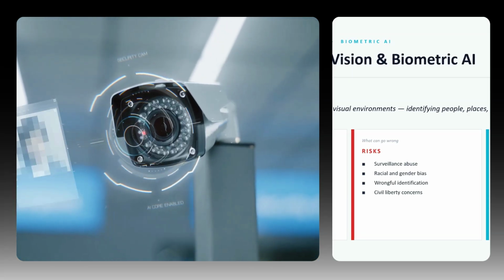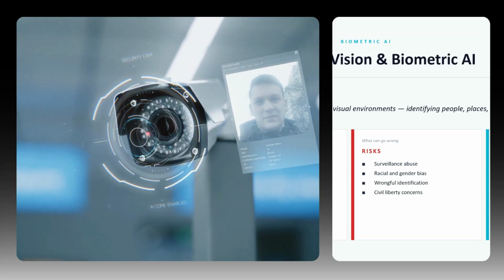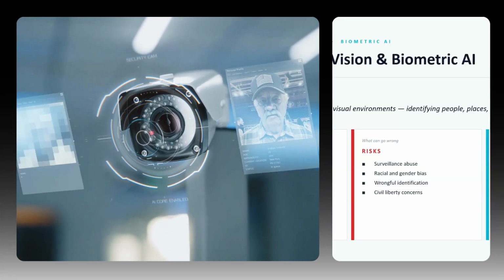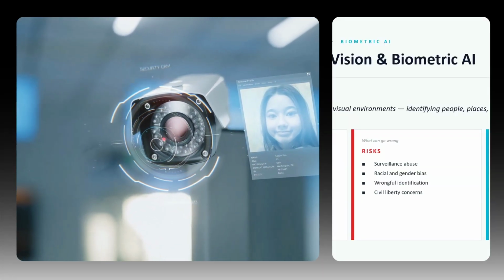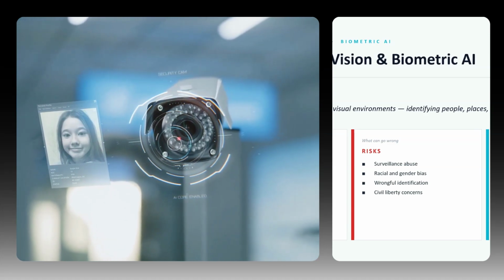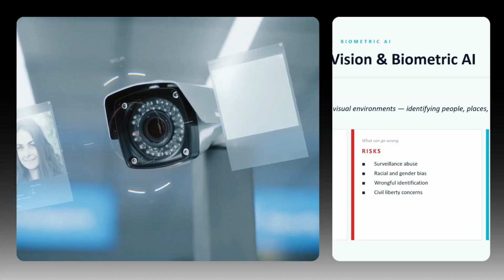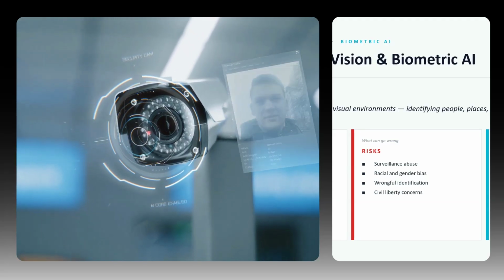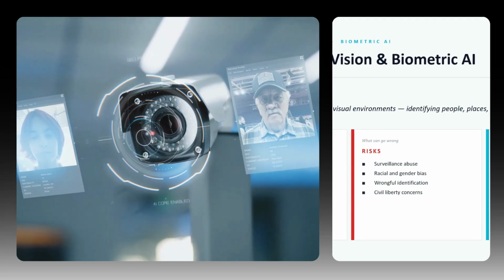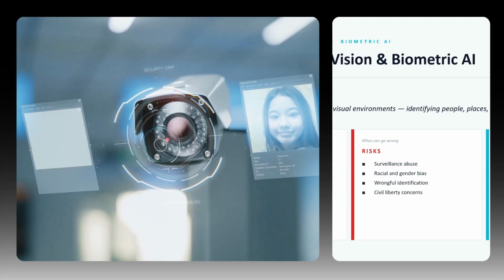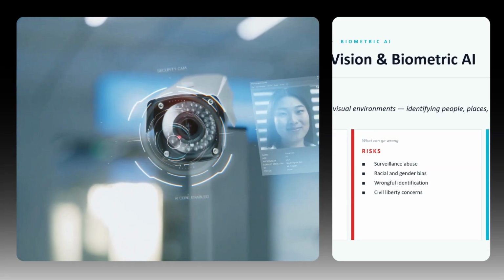But this category has the heaviest civil liberties footprint of any we'll discuss today. Facial recognition systems have a well-documented history of being less accurate on darker skin tones, on women, and on younger and older faces. That is not theoretical. Wrongful arrests have happened because of it. Beyond accuracy, there is a question of consent. Did the people being scanned ever actually agree to it?